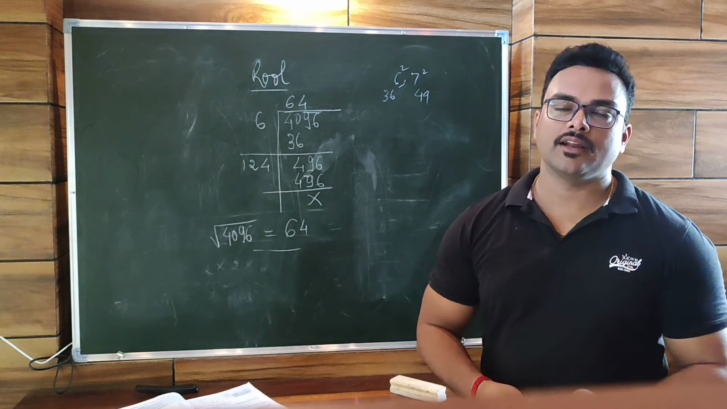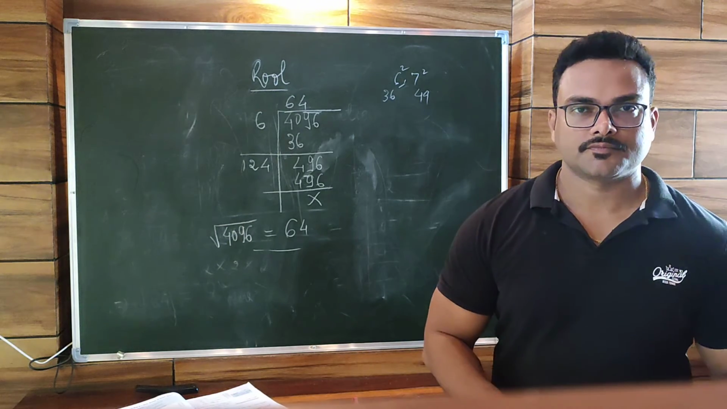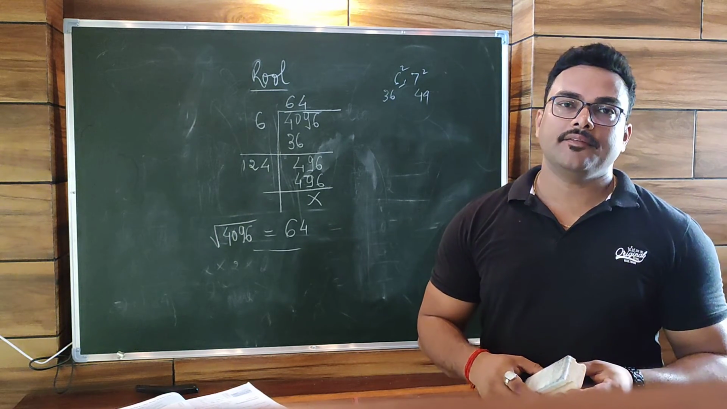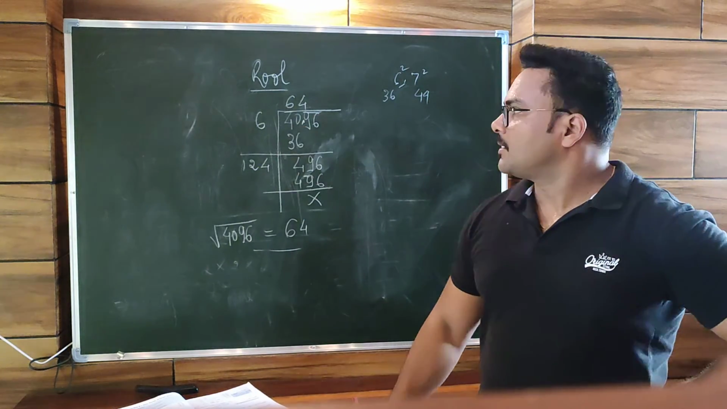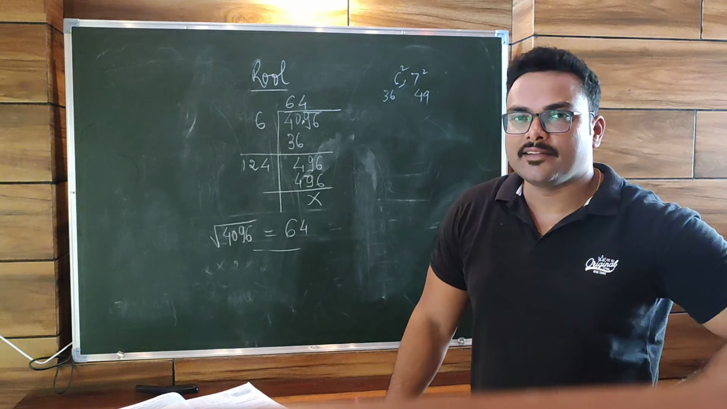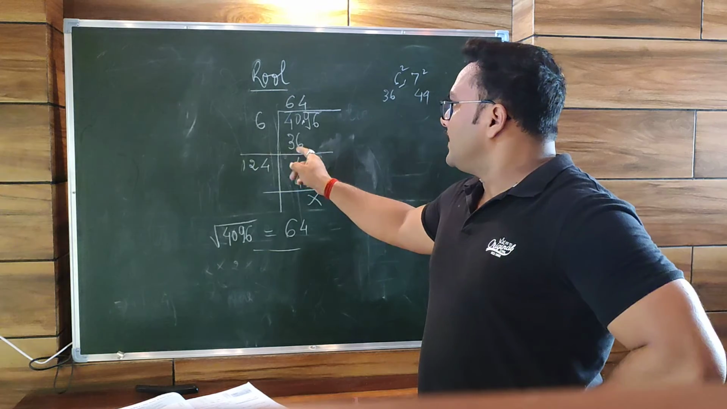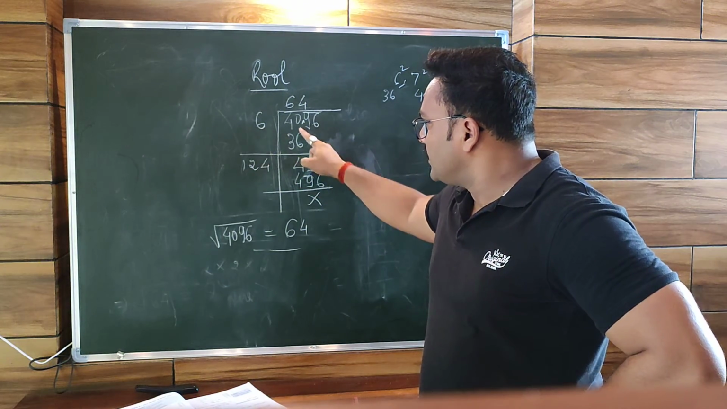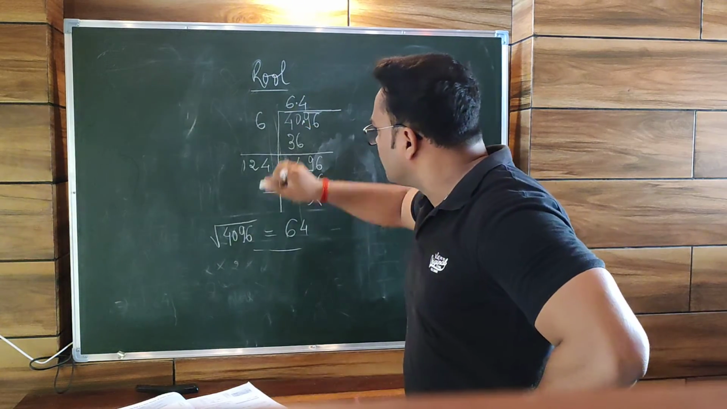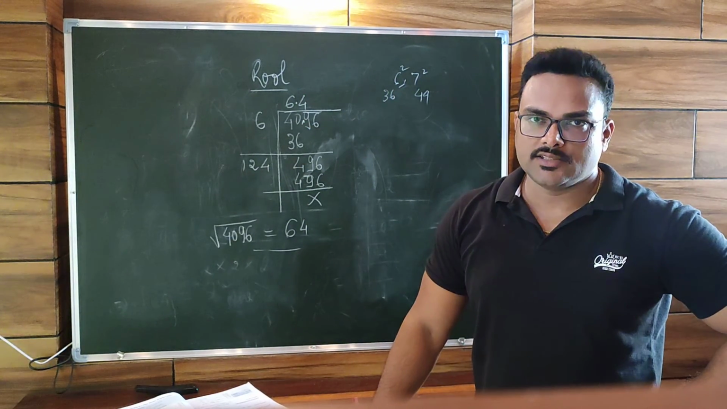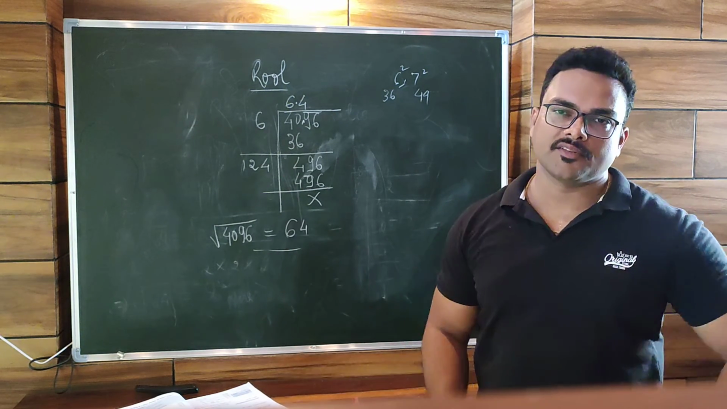So this is the way we are going to do the exercises given in the book. One more thing: if there is a decimal, suppose instead of 4096 it is 40.96, then how do you do it? You divide by 6 up to 40, and the rest of the numbers you write. After 40 there is a decimal, so after 6 you have to put a decimal. There is no other change. This way you can also work with decimal numbers.